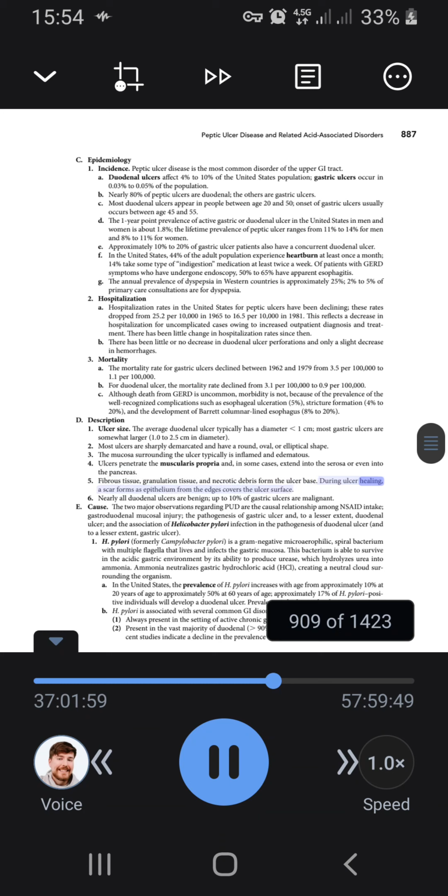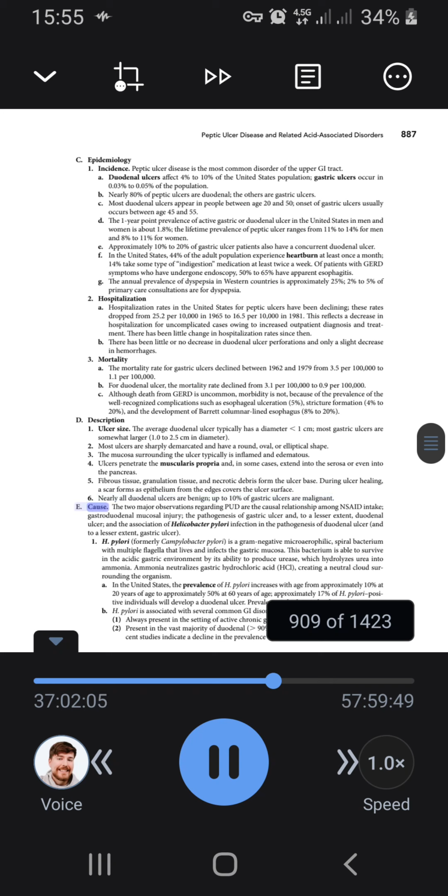During ulcer healing, a scar forms as epithelium from the edges covers the ulcer surface. 6. Nearly all duodenal ulcers are benign. Up to 10% of gastric ulcers are malignant.